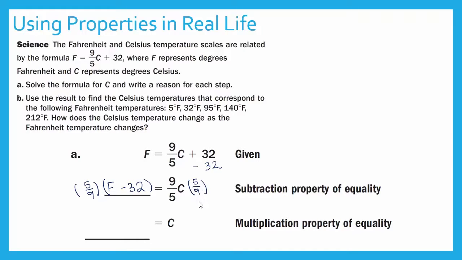The next step to isolate C is multiply both sides by the reciprocal of 9/5, which is 5 over 9, so that I can isolate the Celsius. 9 times 5 is 45, divided by 5 times 9, which is 45. 45 divided by 45 is 1. Those go away. I'm left with C. And then on the left-hand side, my equation is 5 ninths times the quantity Fahrenheit minus 32, which is equal to the Celsius. And that's using the multiplication property of equality.